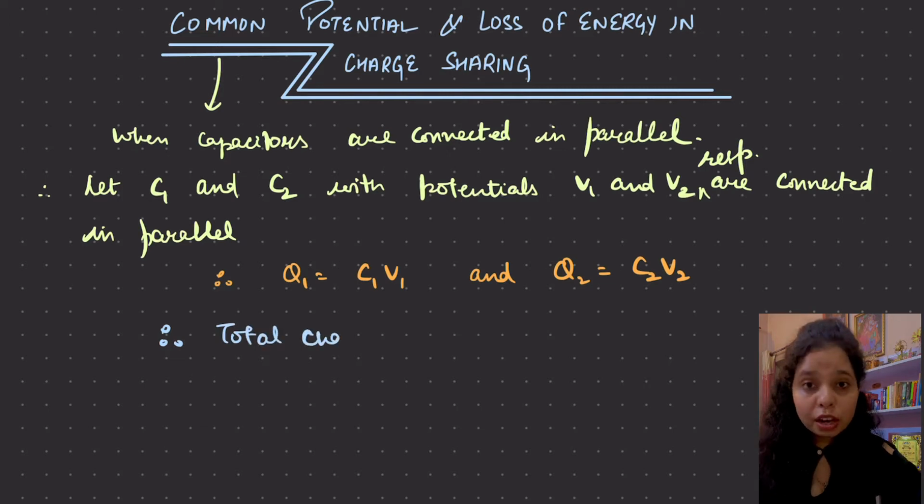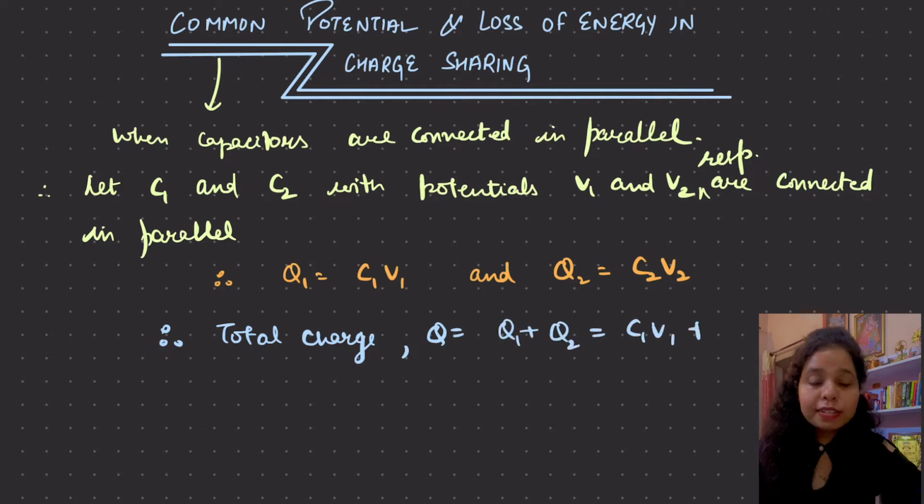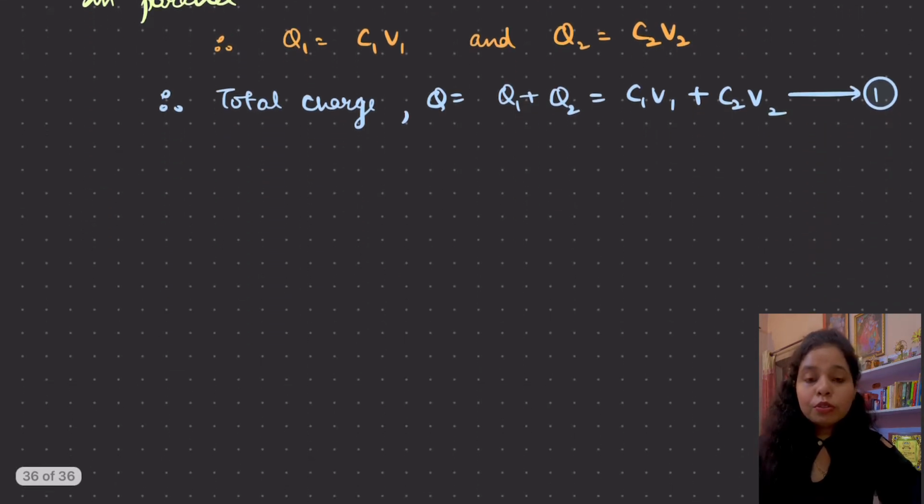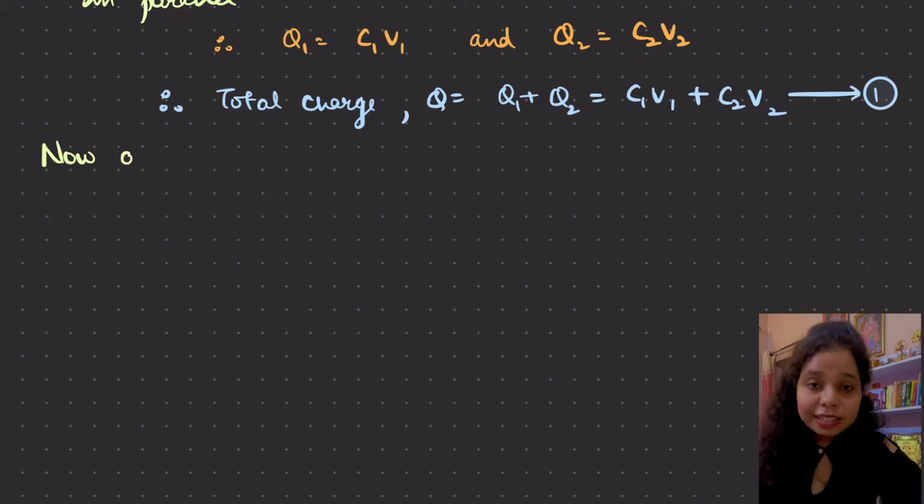Therefore, the total charge in this combination is Q equals C1 V1 plus C2 V2, that is the sum of the charges Q1 plus Q2. Therefore, we have equation number 1: Q equals Q1 plus Q2 equals C1 V1 plus C2 V2. As we know, these capacitors are connected in parallel.